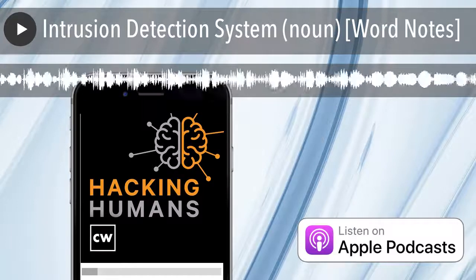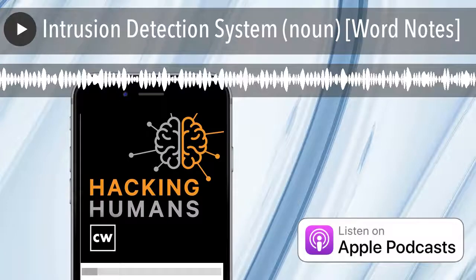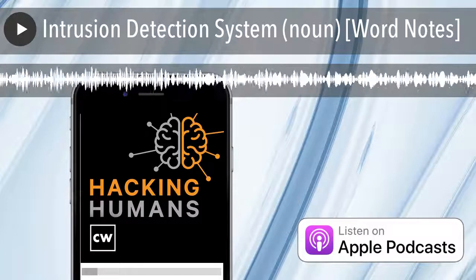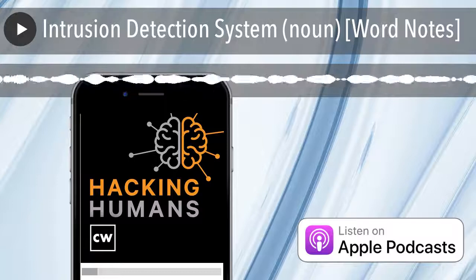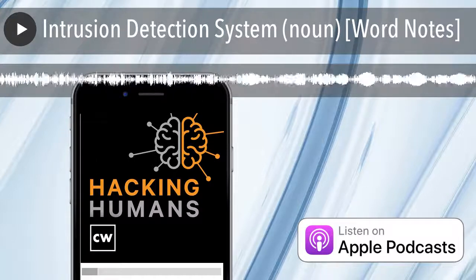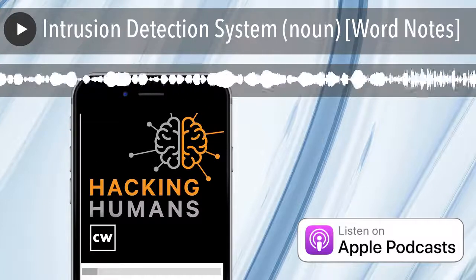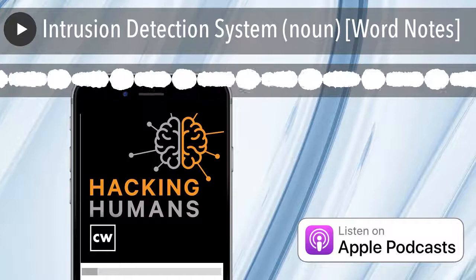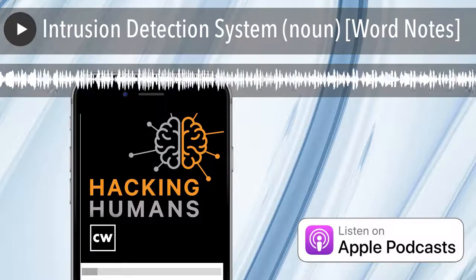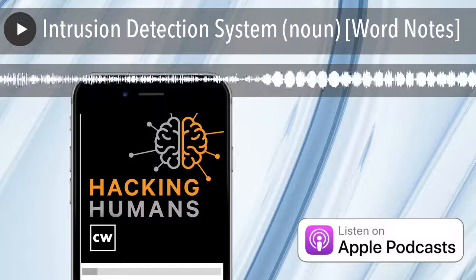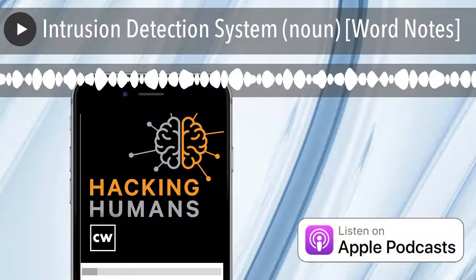Definition: a system that monitors for malicious or unwanted activity and either raises alerts when such activity is detected or blocks the traffic from passing to the target. Example sentence: the intrusion detection system flagged malicious use of Cobalt Strike.